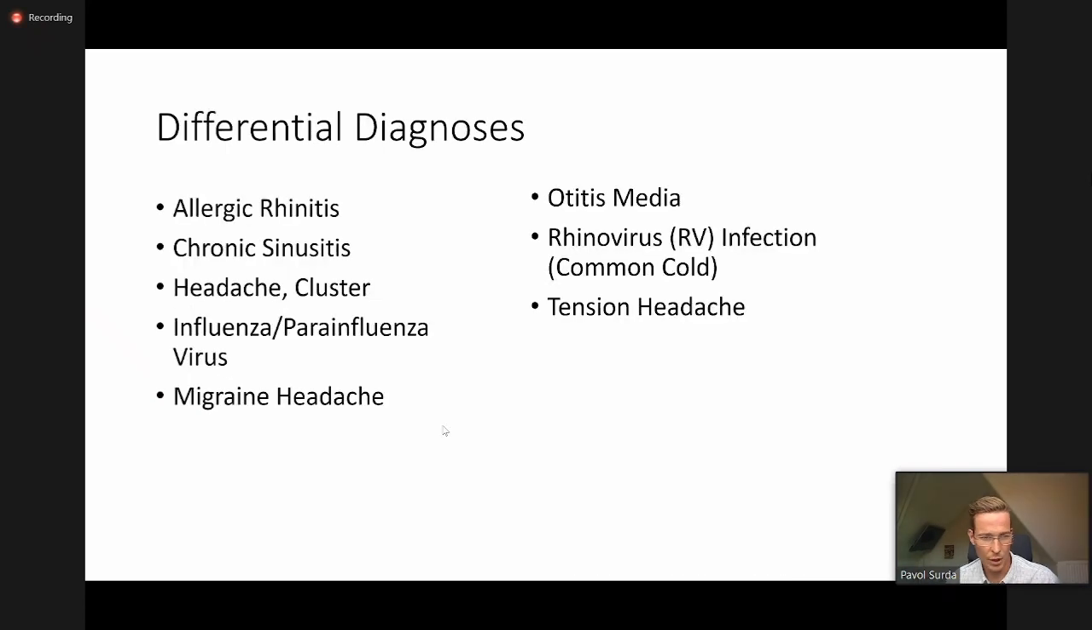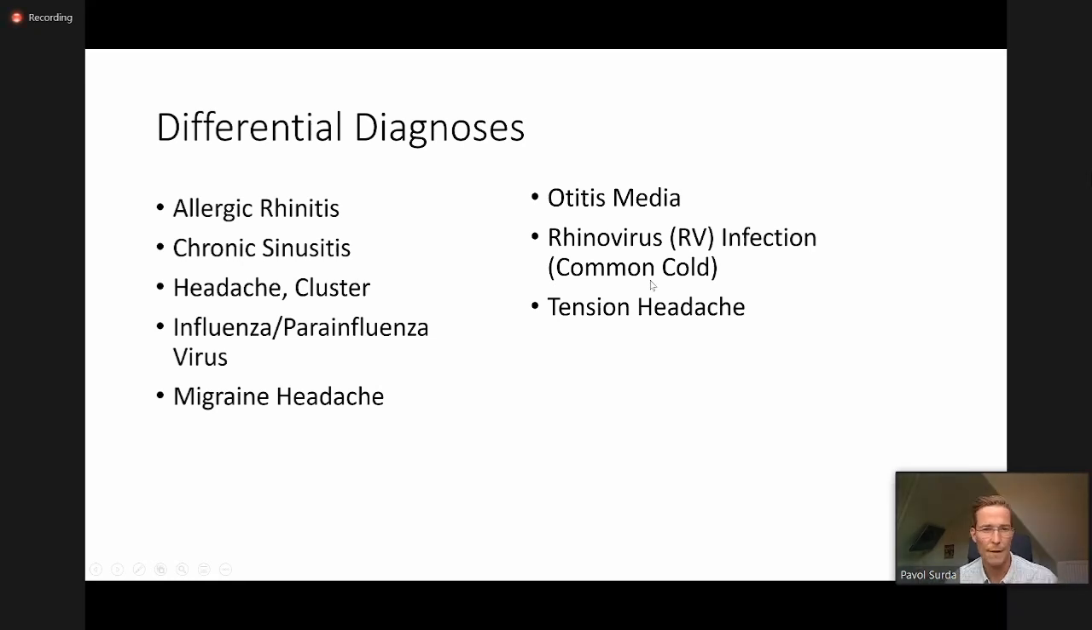In terms of differential diagnosis, as I mentioned, allergic rhinitis, chronic sinusitis, all the neurological types of headaches, otitis media, eustachian tube dysfunction, and then obviously just a common cold.